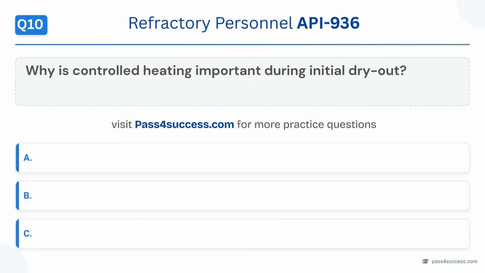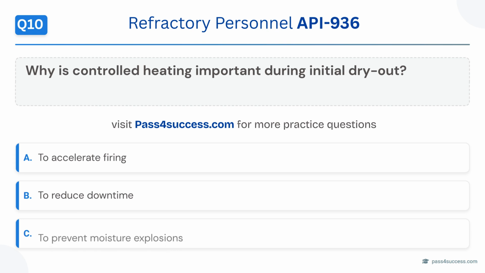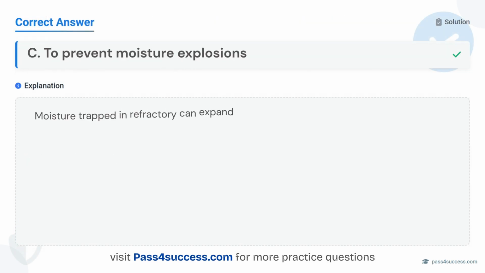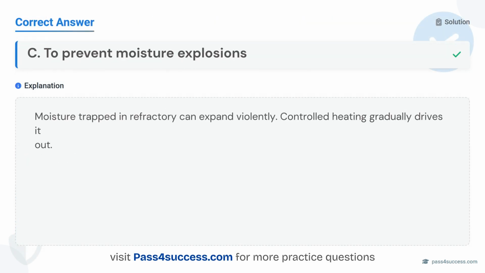Challenge. Why is controlled heating important during initial dry-out? A. To accelerate firing. B. To reduce downtime. C. To prevent moisture explosions. Correct answer is C. To prevent moisture explosions. Moisture in refractory can expand violently. Controlled heating gradually drives it out.